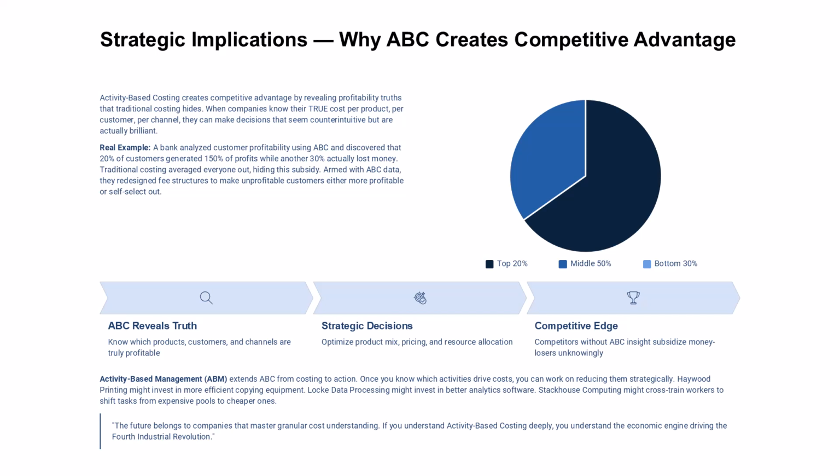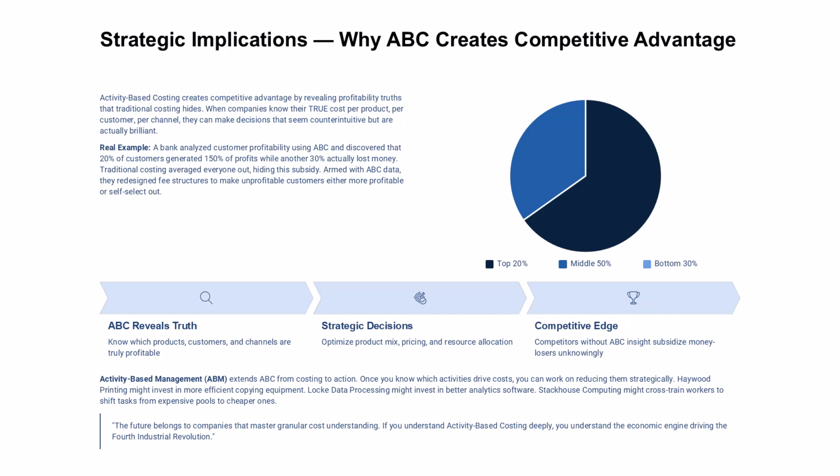Lock Data Processing at $100 per hour for analysis might invest in better analytics software that lets analysts work faster, effectively reducing the hourly rate needed for equivalent output. Stackhouse Computing at $75 per hour for technicians might cross-train direct labor workers to handle routine technical tasks, shifting work from the expensive pool to the cheaper one. ABC doesn't just measure, it reveals opportunities for operational improvement that would otherwise remain invisible.